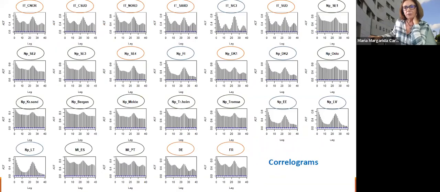These are the correlograms, and we have the differences between the clusters. Clusters are indicated with different colors as the periodograms before. So these differences justify, for instance, the autocorrelation structure of Sicily. It can be seen that it differs from the other ones, for example.